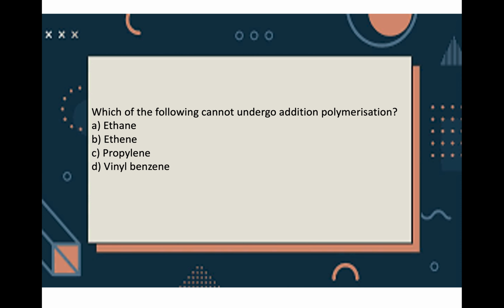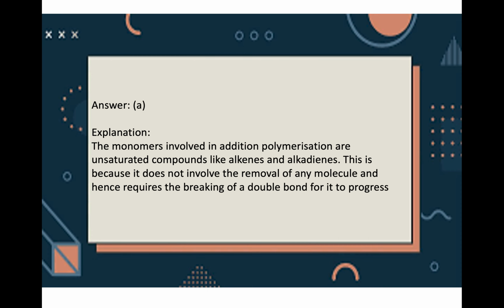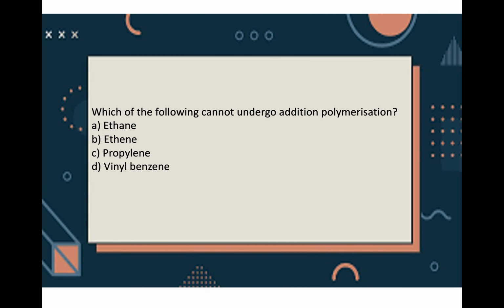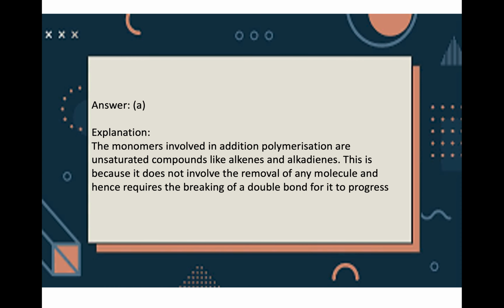Okay, now what is the next question? Which of the following cannot undergo addition polymerization? A. Ethane, B. Ethene, C. Propylene, and D. Vinyl benzene. The answer is option A, ethane. In addition polymerization, what type of monomers are involved? They are unsaturated compounds like alkenes, alkadienes, etc. It does not involve the removal of molecules, and breaking the double bond requires energy to progress.